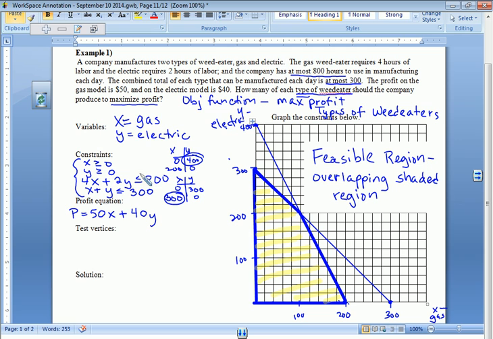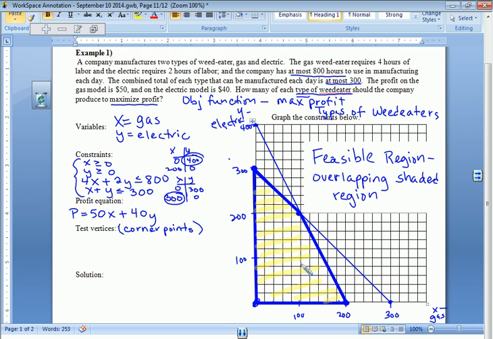The optimal solution always occurs at a corner point or a vertex of our feasible region. The optimal solution will be one of the points that form this polygon that represents my feasible region. So test vertices could also be called corner points because they're the corners of that feasible region. And one of these test vertices, or corner points, will maximize our profit. Nothing in here will, but one of these will.